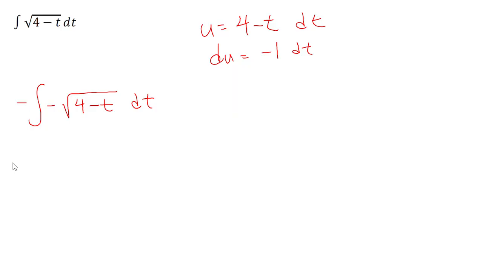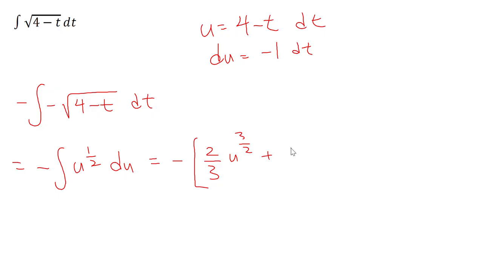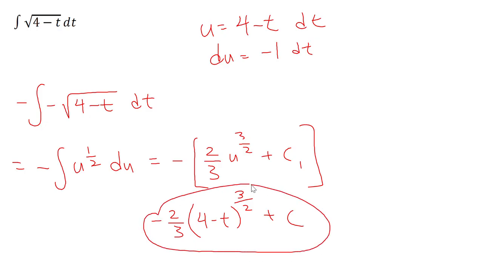So now I can rewrite this as the opposite of the integral of u to the 1/2, because root u would be u to the 1/2, and then the negative dt gets replaced with the du. And as we integrate that, u to the 1/2 will just become 2/3 u to the 3/2 plus some constant. And of course, we'll bring that negative inside there. So we'll end up with -2/3 of our u, which was 4 minus t, to the power of 3/2 plus a constant.